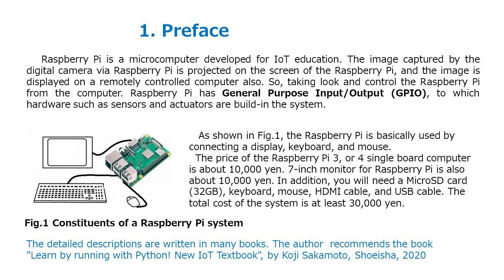The price of the Raspberry Pi 3 Model B single-board computer is about 10,000 yen. A 7-inch monitor for Raspberry Pi is also about 10,000 yen. In addition, you will need a microSD card of 32 GB, keyboard, mouse, HDMI cable, and USB cable. The total cost of the system is at least 30,000 yen. The detailed descriptions are written in many books. The author recommends the book Learn by Running with Python: New IoT Textbook, by Koji Sakamoto, Shueisha, 2020.